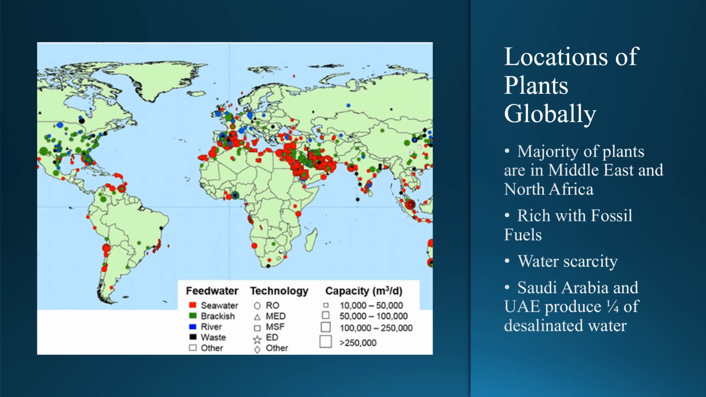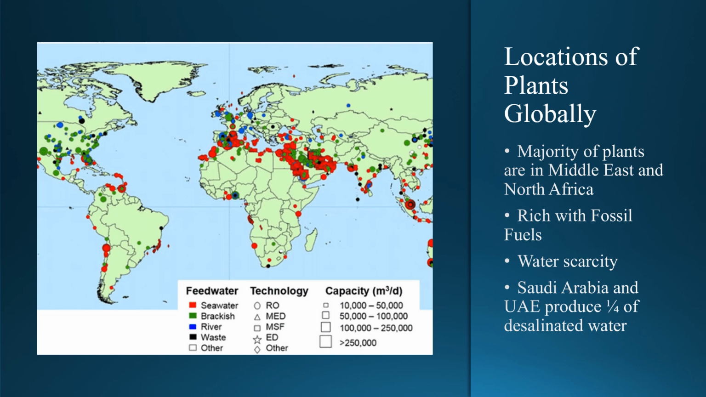Globally, desalination is not incredibly popular in North America. It is mostly popular in the Middle East and North Africa. This is because they have lots of fossil fuels required for desalination, and it is also very popular in demand over there because of the water scarcity in the poor countries over there.